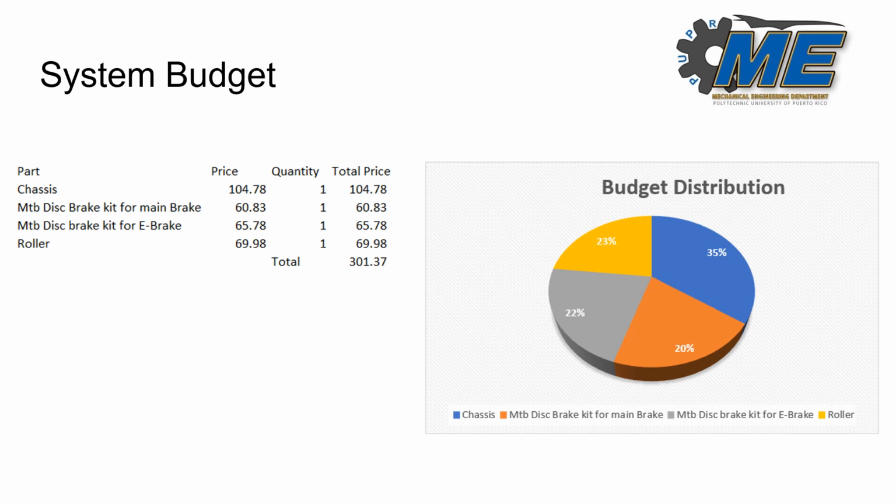At your right, you can see a pie chart which divides each subsystem, their cost compared to the total. Just by visually looking, we can see that the chassis is the most expensive with 35%, and then the roller with 20%.